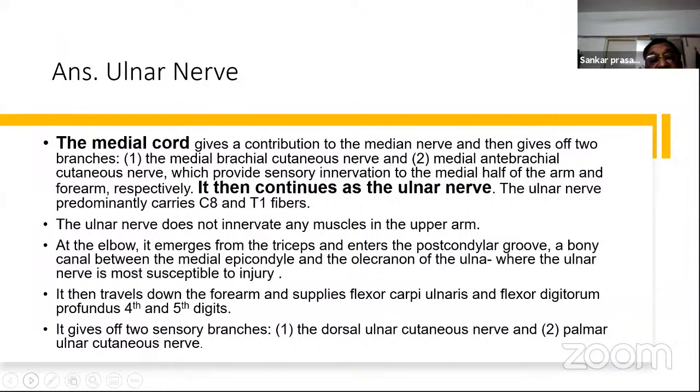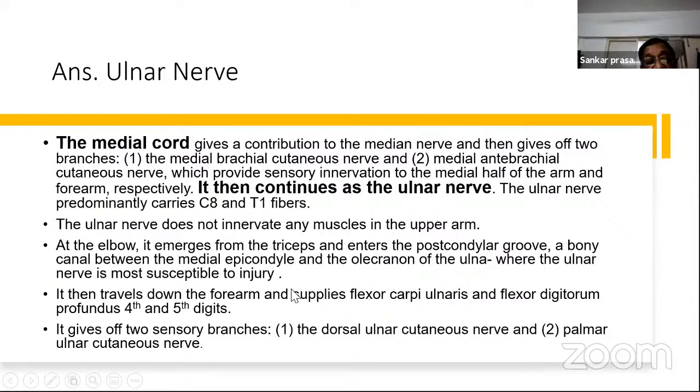The medial cord gives a contribution to the median nerve and then gives off two branches, and then it continues as the ulnar nerve. The medial brachial cutaneous nerve and medial antebrachial cutaneous nerve, which provide the sensory innervation of the medial half of the arm and forearm respectively, are given off by the medial cord. Then it continues as the ulnar nerve, which predominantly carries C8 and T1 fibers. So the ulnar nerve does not innervate any muscles in the upper arm. At the elbow, it emerges from the triceps and enters the postcondylar groove, a bony canal between the medial epicondyle and the olecranon of the ulna, where the ulnar nerve is most susceptible to injury.